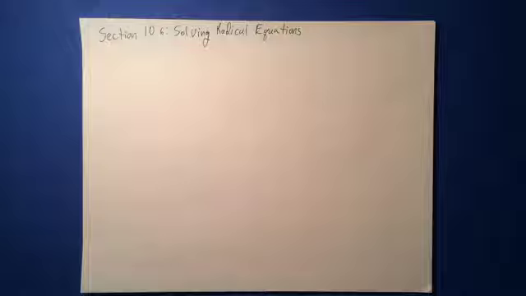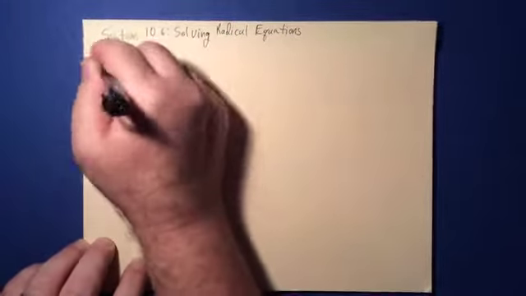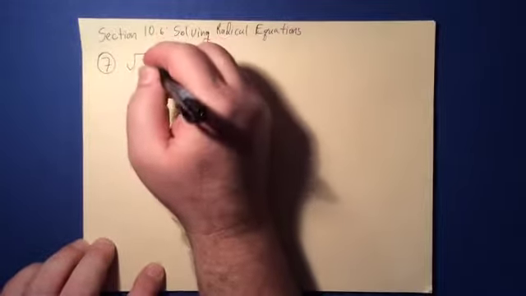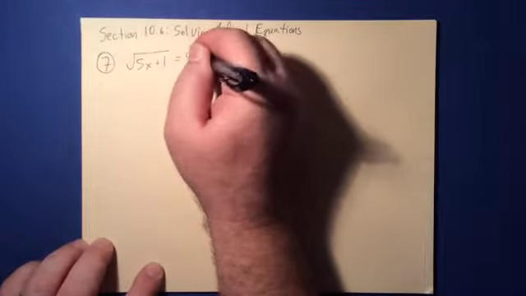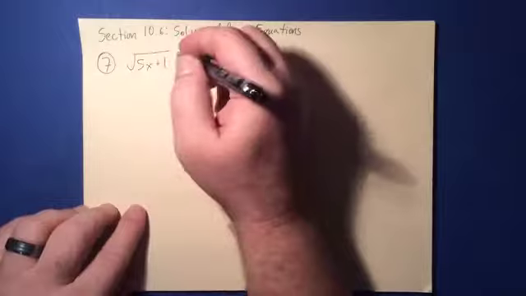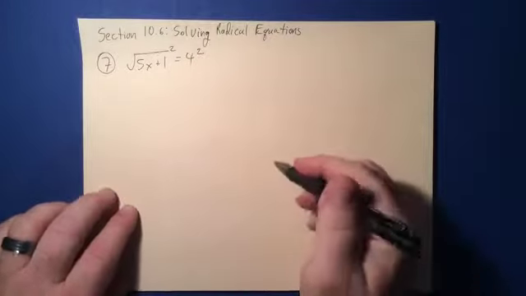So we're going to go ahead and solve some of these questions here. Let's take a look at number 7, and let's see how we do this. Number 7 is the square root of 5x plus 1 is equal to 4. So we have to figure out, how do we solve for an x that's stuck under a radical? Well, what we're looking to do is to try to get rid of the radical. So what we're going to do is square both sides of the equation.